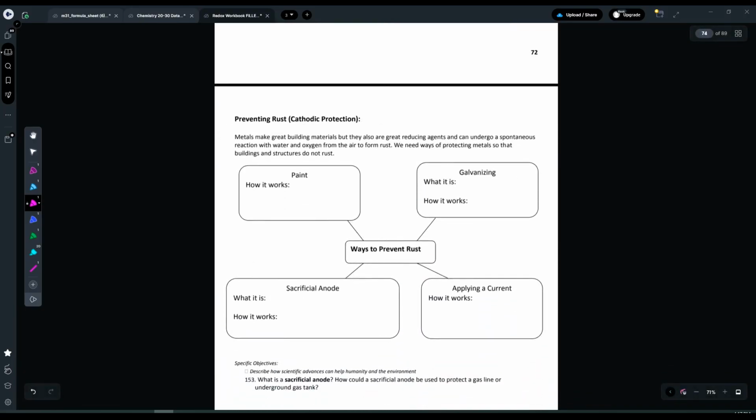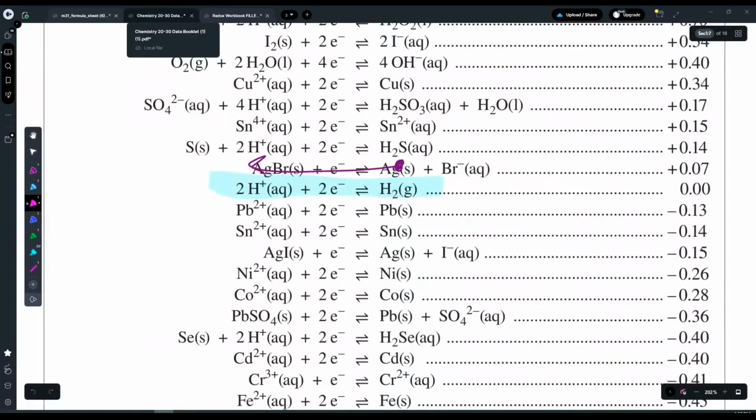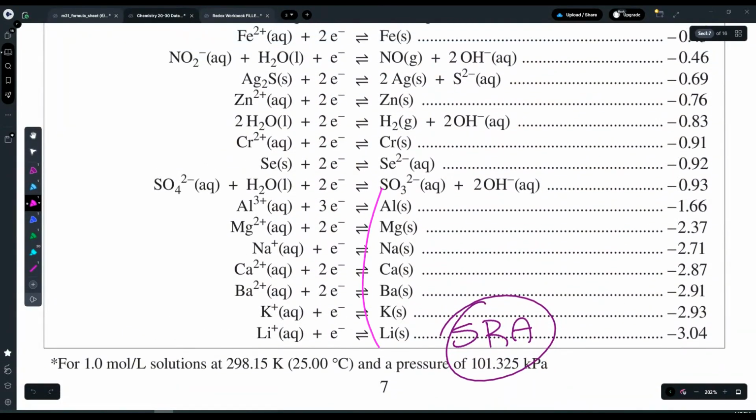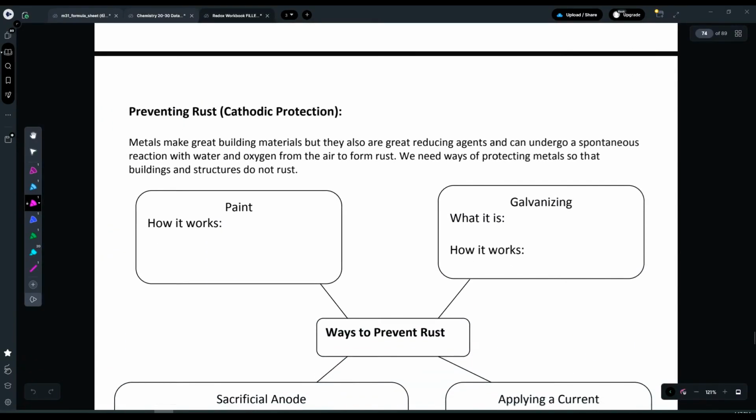Okay, but moving on to how we can use our knowledge from this redox unit to prevent rust, there's a few different ways that we can do that. Now why we want to do that is because metals make really great building materials, but unfortunately they also make great reducing agents, right? So if we look at our reducing agents, all of the bottom ones are all metals here. So that's why they're saying that metals make really good reducing agents.